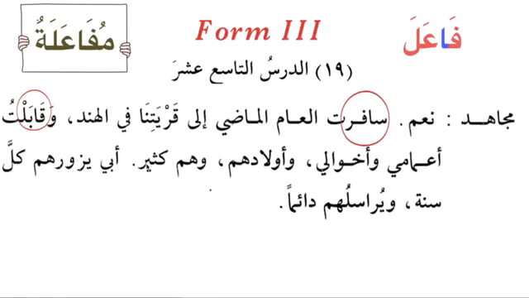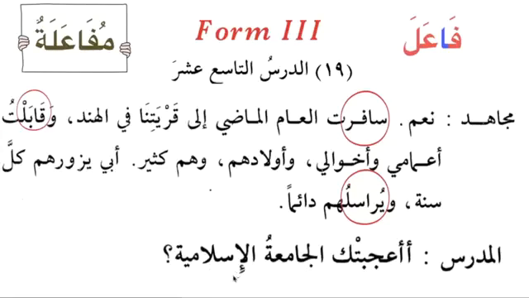Abi yazuruhum, my father. So what about father? Yazuru, that is the jumlatul fi'l coming as a khabar. Zara yazuru, it is a normal three-letter fa'al. Abi yazuruhum, and he visits them kulla sanatin, every year. Wa yurasiluhum. So what is rasala yurasilu? It is to correspond, and he corresponds with them daiman. Daiman, that is your zarf, always.